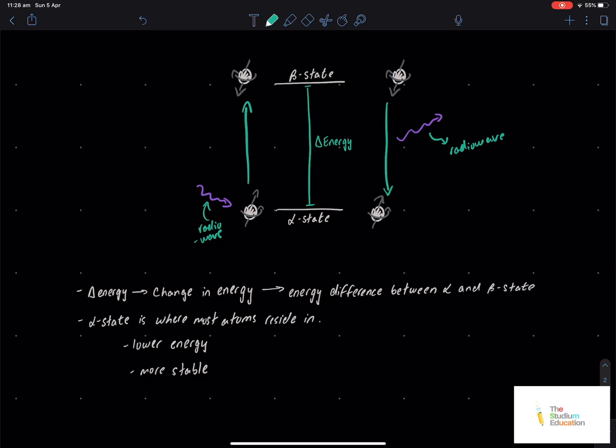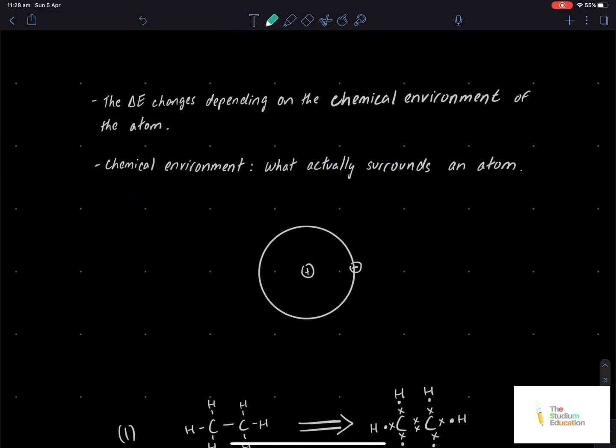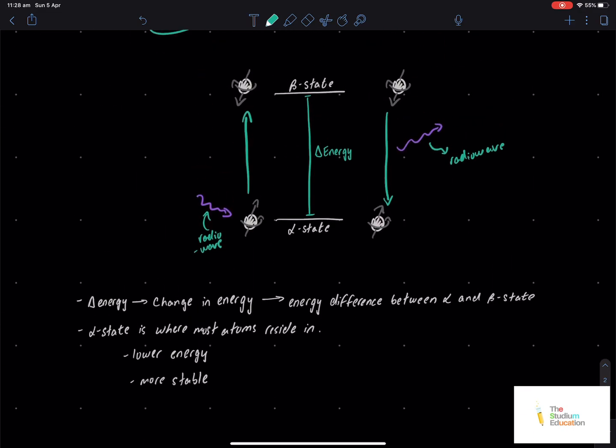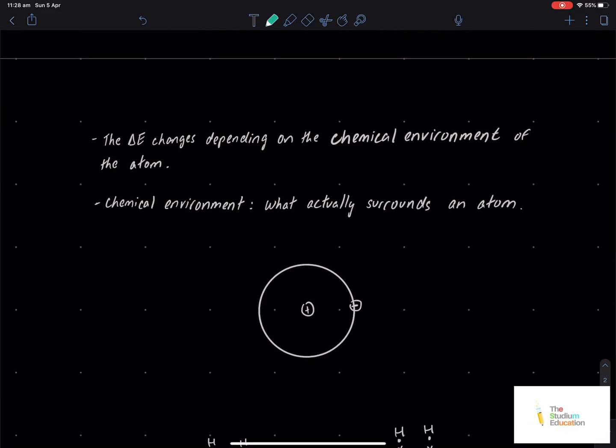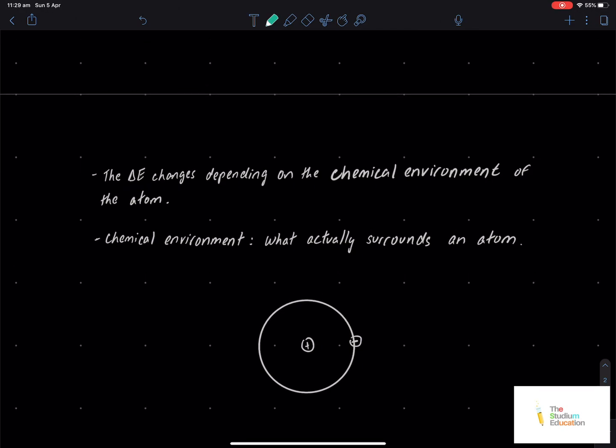Now, obviously, I'll go through the terms here. The change in energy refers to the energy difference between the alpha and beta state. The alpha state is where most atoms reside, as it has lower energy and is just more stable. Okay, so this change in energy, the difference between the alpha state and the beta state, depends on the chemical environment of the atom. Now, what do we actually mean by that? We mean what actually surrounds the atom.